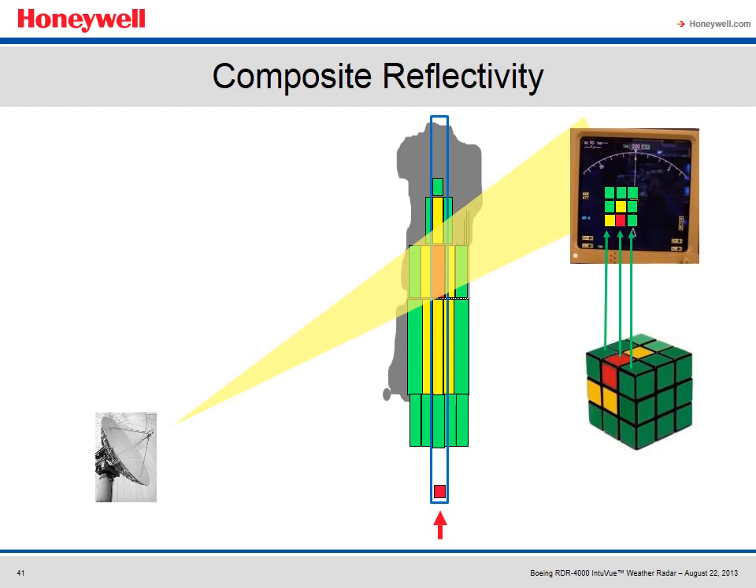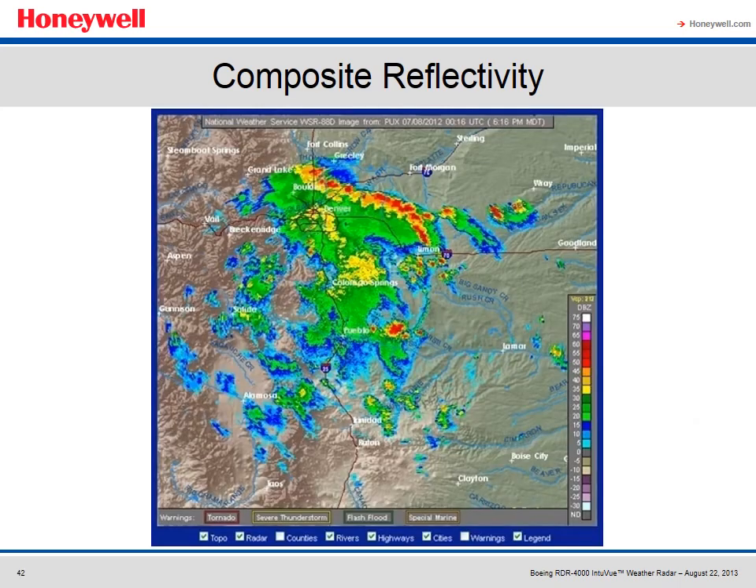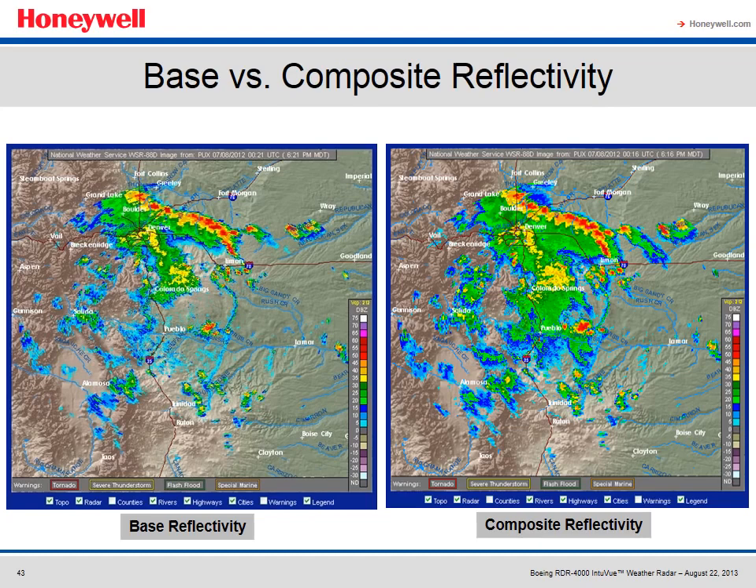Think of a composite image as a worst-case image. It is showing the worst possible weather or maximum reflectivity in a given volume. This is the result of a composite image for the same area. Looking at them side by side, the composite image shows more returns as expected.